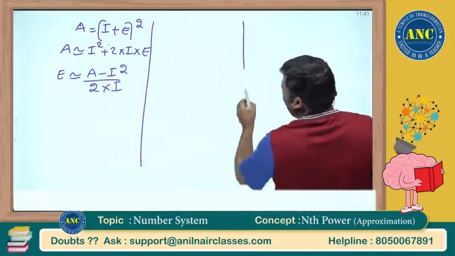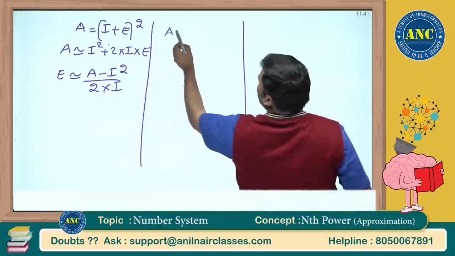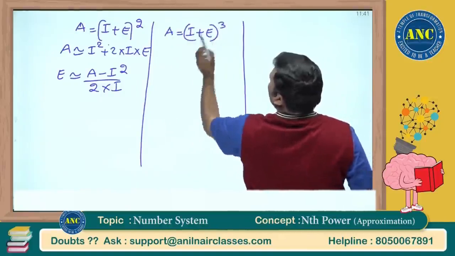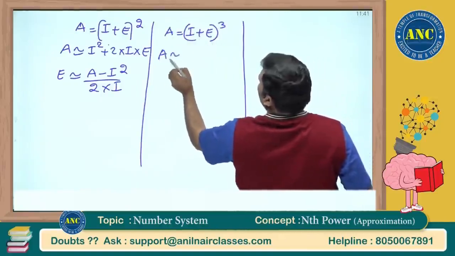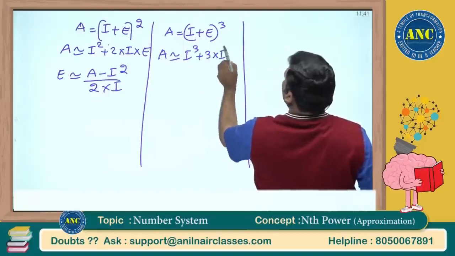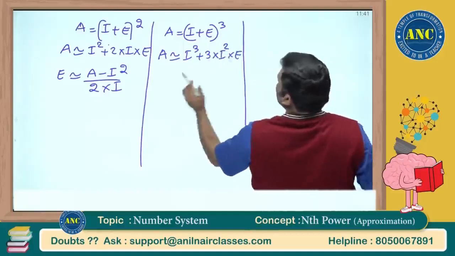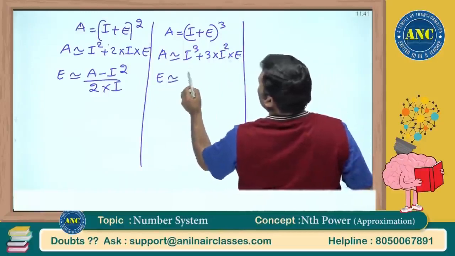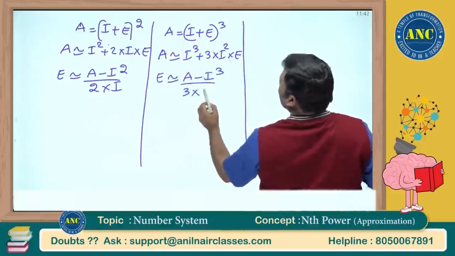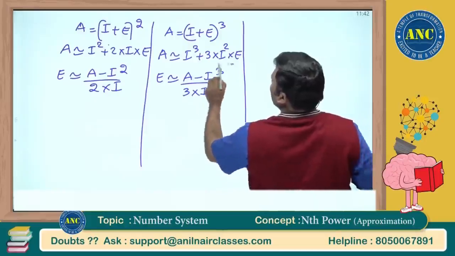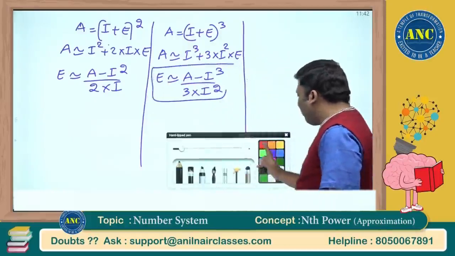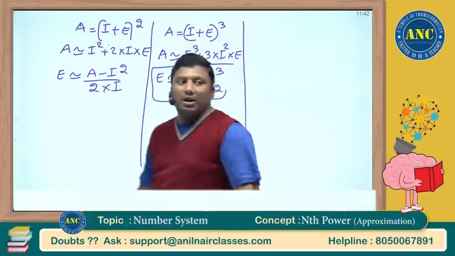Similarly, if it is a cube, I plus E whole cube, so A is approximated to I cube plus 3 into I square into E. So E is nothing but A minus I cube divided by 3 into I square. Once you know the estimated values, then the logic will be extremely easy for you.